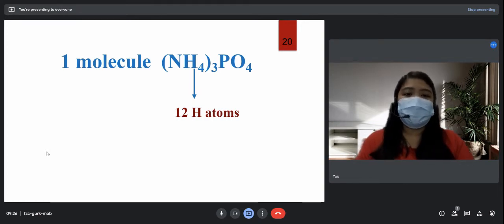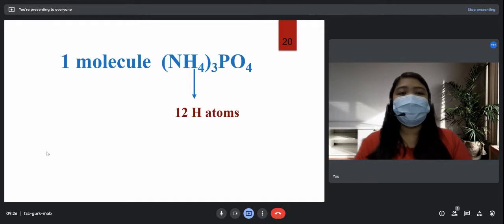Next is hydrogen. Why are there 12 atoms of hydrogen? Simply multiply 4 by 3. So 4 atoms of hydrogen multiplied by 3, that is 12 atoms.